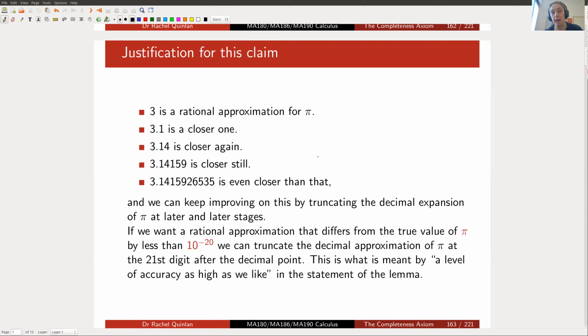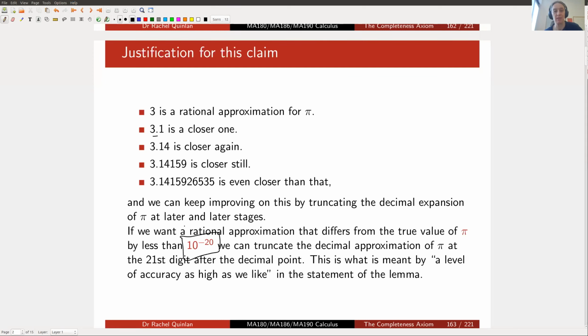So you can keep truncating the decimal approximation of pi after successive digits, and what you get are better and better rational approximations to pi. And so, if you want a rational number that's within 10 to the minus 20 of pi, you can take the first 20 places after the decimal point in the decimal representation of pi, and you can truncate it there. What you have is a rational number. It's not equal to pi, but it differs from pi by no more than 10 to the minus 20, a tiny, tiny number.